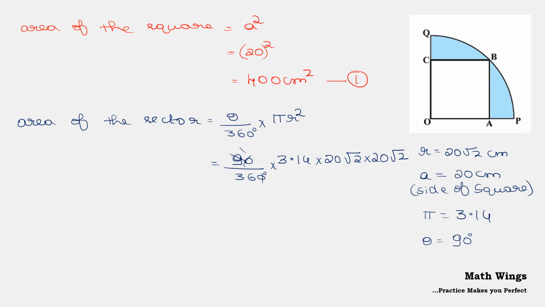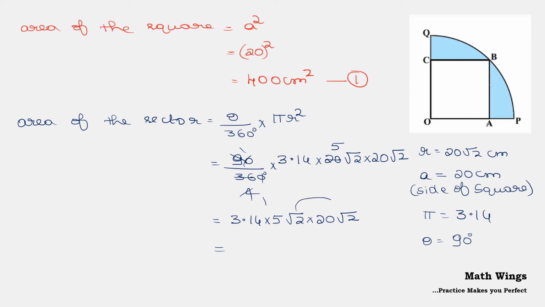9 ones are 9, 4s are, then 4 ones are 4, 5s are. So if you observe, we have 3.14 into 5 root 2 into 20 root 2. How can we simplify this now?